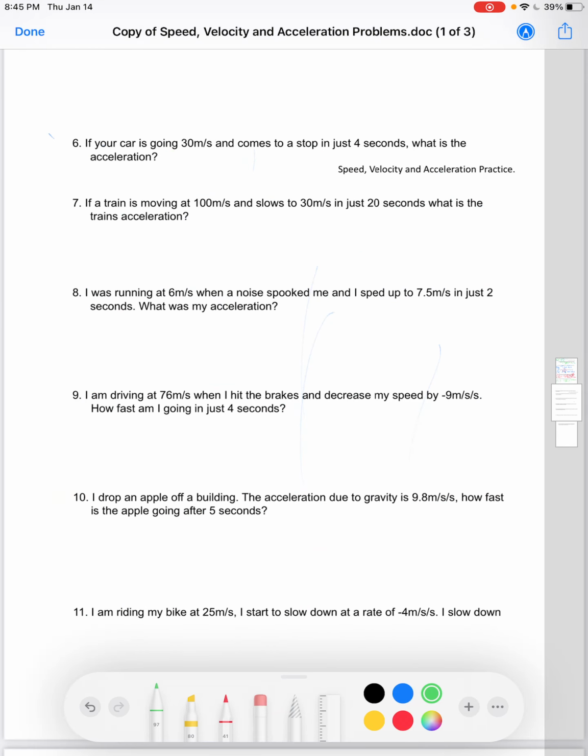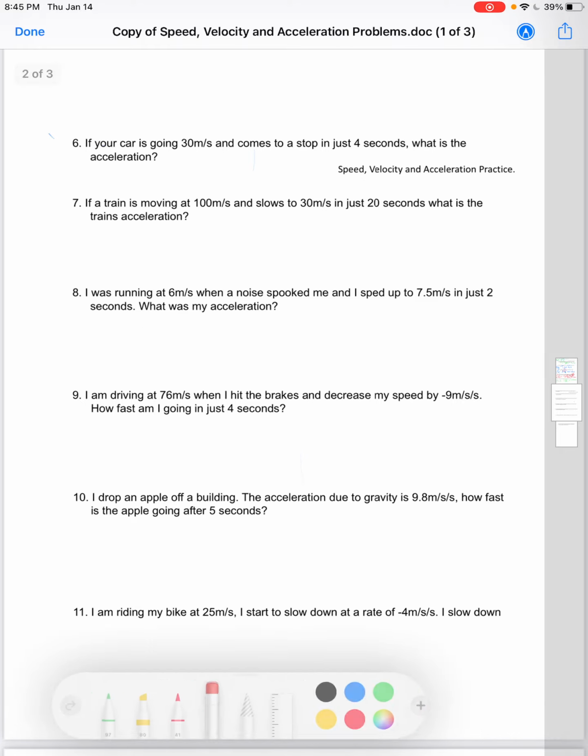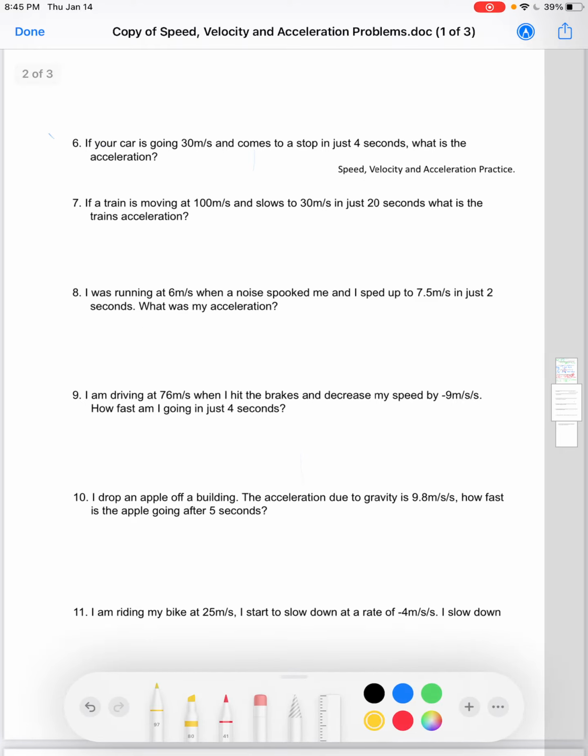Okay, next. I got some stray marks. Okay. All right, if your car is going 30 meters per second and comes to a stop in 4 seconds, what was the acceleration? So I know I'm looking for acceleration here.